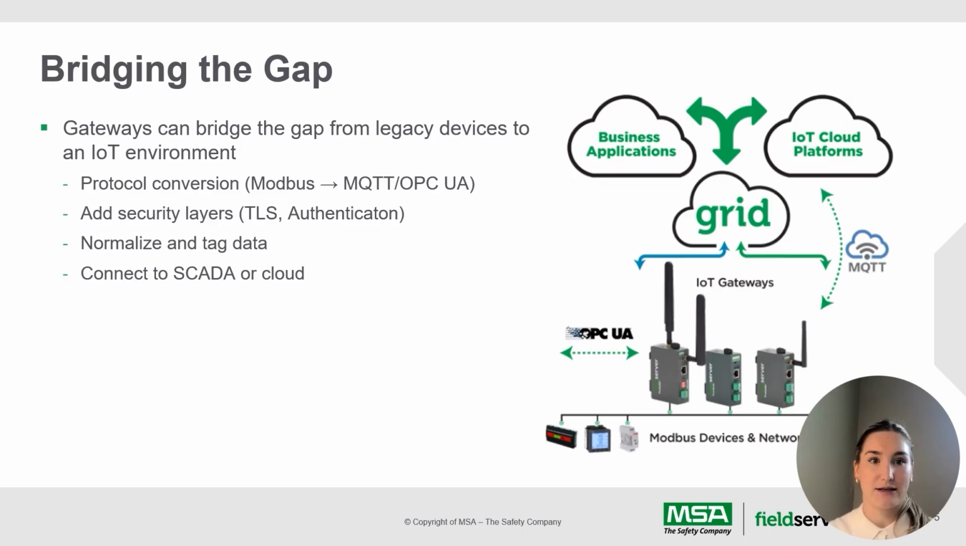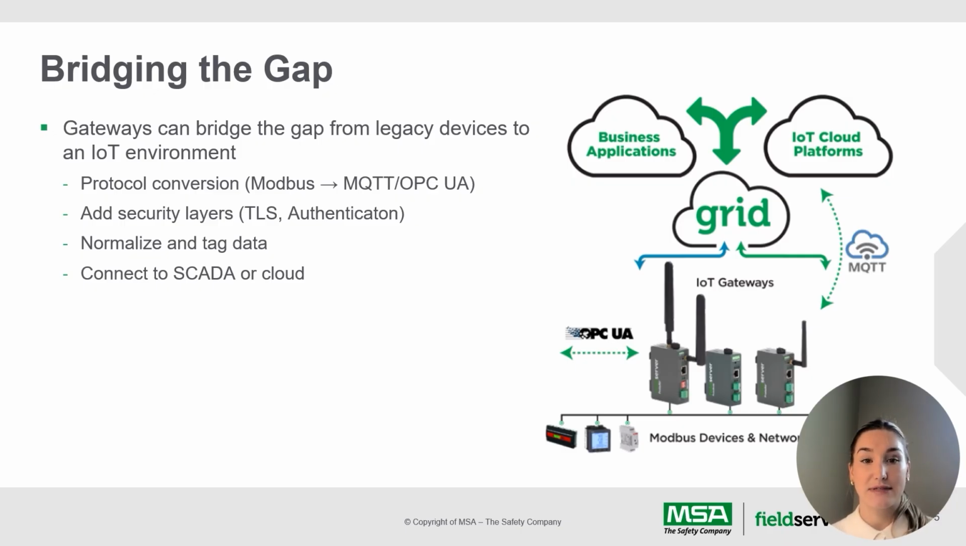Second is enhancement. The gateway doesn't just convert formats, it adds value to the data itself. First, it adds encryption and authentication, so the data isn't just moving, but it's moving securely. That's absolutely critical when you're dealing with industrial operations, where even minor tampering can lead to big consequences.